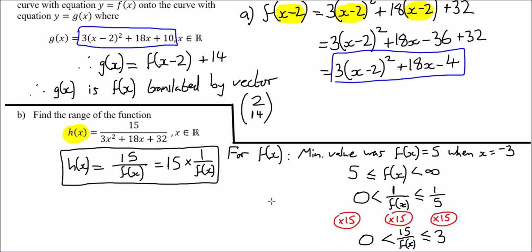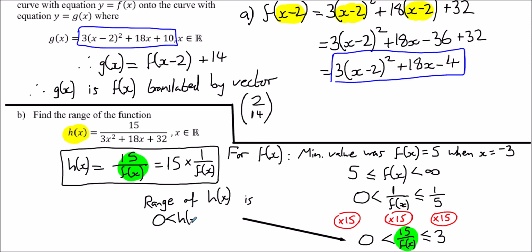So from this we can hopefully see that therefore the range of h of x, where h of x is of course 15 over f of x, which is what we've got here, is between 0 and 3. So we just fill this in and we're done. So between 0, non-inclusive, all the way up to and including 3. So that's the warm-up done.